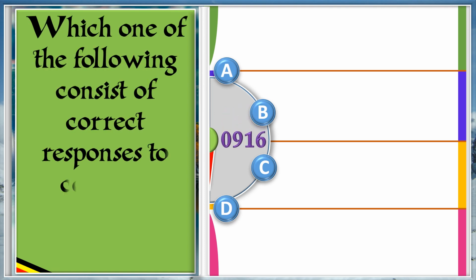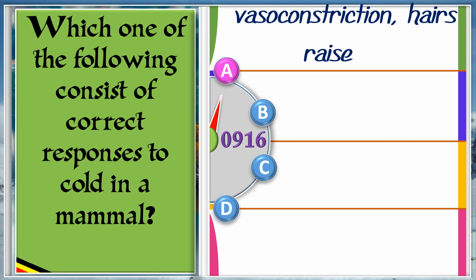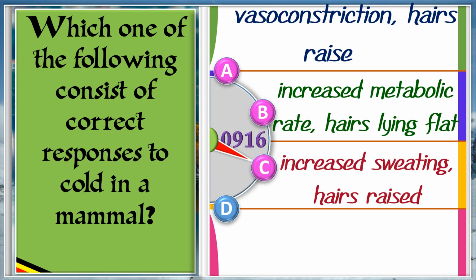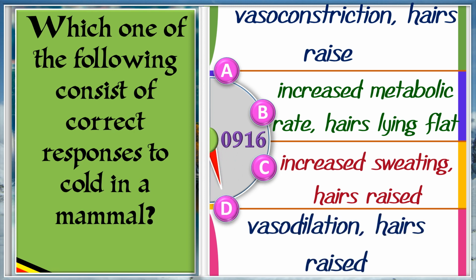Which one of the following consists of correct responses to cold in a mammal? A, vasoconstriction, hair raised. B, increased metabolic rate, hair lying flat. C, increased sweating, hair raised. D, vasodilation, hair raised. And the answer is A, vasoconstriction, hair raised.